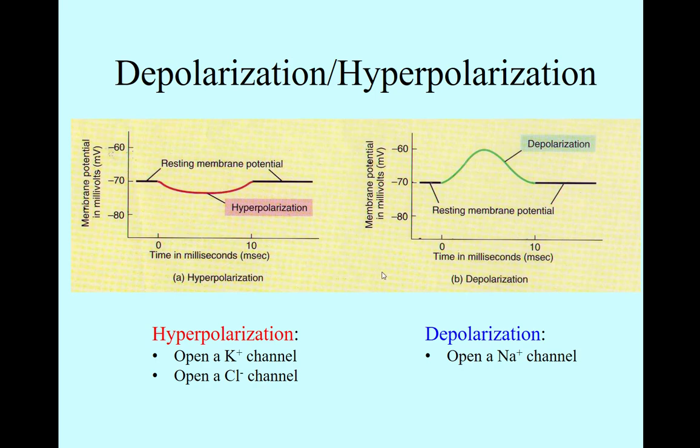So we have one way to depolarize a cell. Simply open up a sodium channel and let the sodium ions move according to the electrical chemical gradient. And we have two ways to hyperpolarize a cell. Either open up a potassium channel or a chloride channel and let their electrical chemical gradients do the rest.